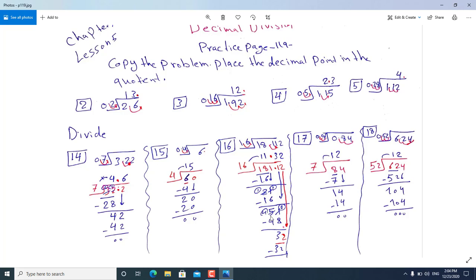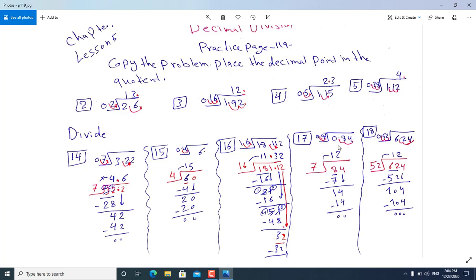So 3 times 6 is 18, write 8 and regroup 1. 3 times 1 is 3, with 1 it will be 4, so 48. We subtract. We get 3 because 1 minus 8 is not enough. We take 1 from there. This 5 will be 4, and this 1 will be 11. 11 minus 8 is 3. We have 2 last digits. We bring down the 32, divided by 16. It's 2 because 2 times 16 is 32. We subtract and get 0.